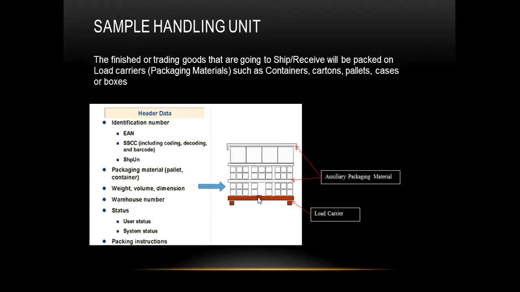So now, finished or trading goods that are going to be received or shipped will be packed on load carriers such as containers, cartons, pallets, cases, boxes, etc. So once a handling unit is generated in SAP, the header data will capture this information.